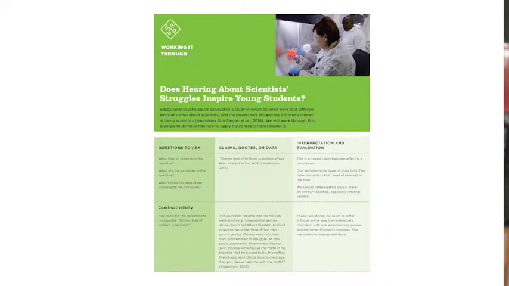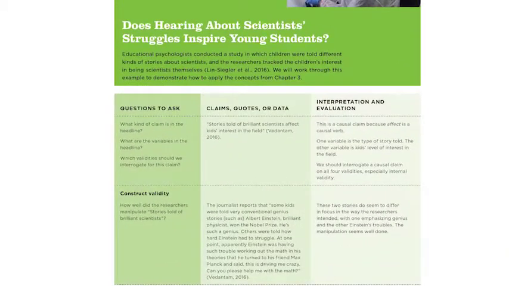For example, the Chapter 3 Working It Through feature has students evaluating a study that told young kids 2 versions of a story about scientists. In one version, 5th graders heard how the scientists struggled, and in the other, they heard how the scientists were brilliant.